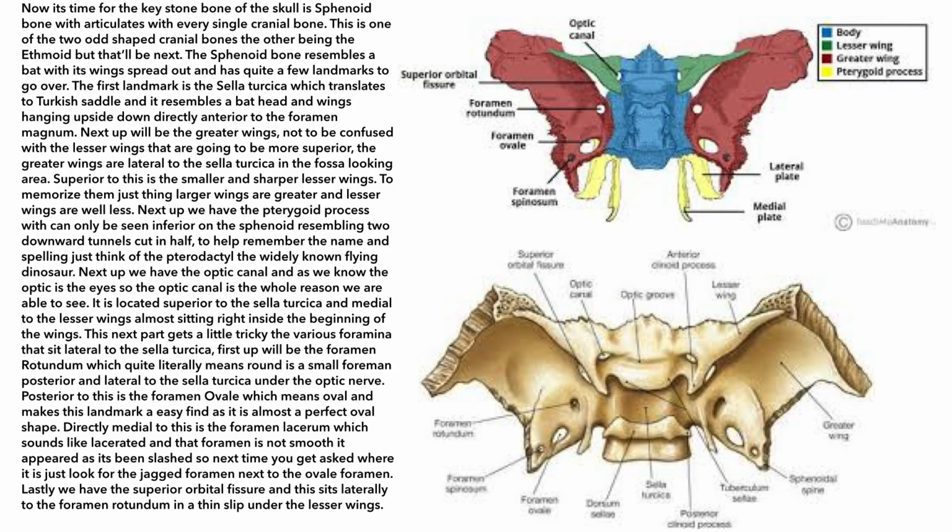Directly medial to this is the foramen lacerum, which sounds like lacerated, and that foramen is not smooth. It appears to have been slashed. So next time we get asked where it is, just look for the jagged foramen next to the ovale foramen. Lastly, we have the superior orbital fissure, and this is lateral to the foramen rotundum, and is a thin slit under the lesser wings.